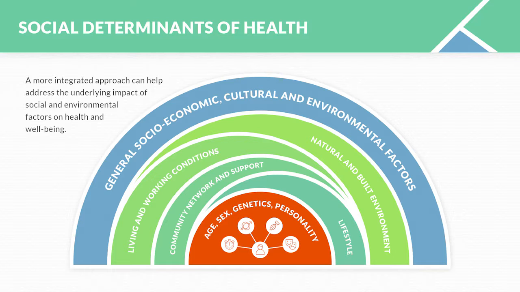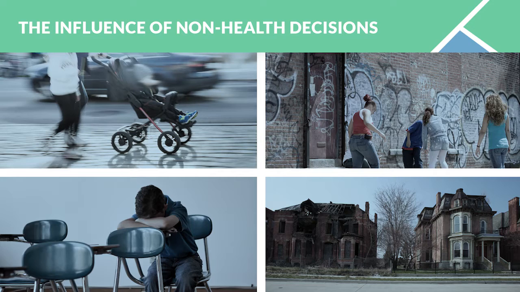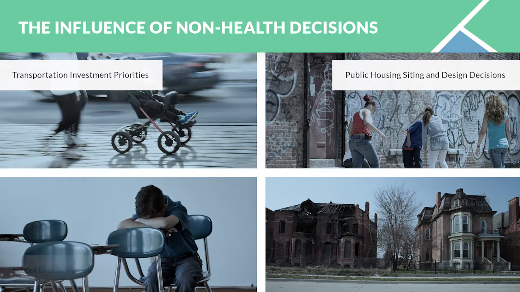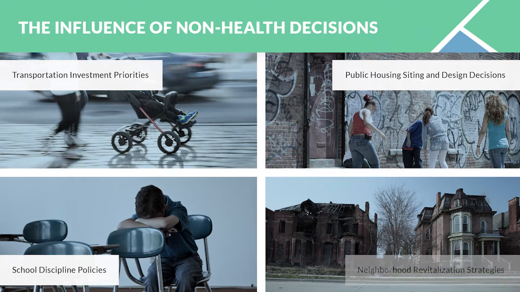As you begin to engage with larger systems that impact your work and embrace the full spectrum of core public health functions, it's beneficial to think beyond traditional roles in service delivery and surveillance. Adopting a more integrated approach can help address the underlying impact of social and environmental factors on health and well-being. Many decisions that influence MCH populations are made in sectors that traditionally don't have an explicit focus on health, such as housing, transportation, or education.